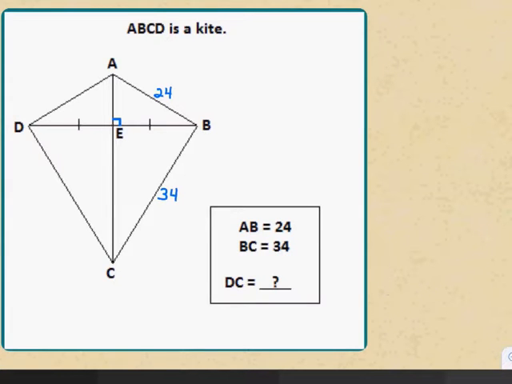Okay, now for a few problems dealing with kites. A kite is a quadrilateral where the two diagonals are perpendicular to each other and only one of the two diagonals is being bisected. The other one, in this case segment AC, is not being bisected.